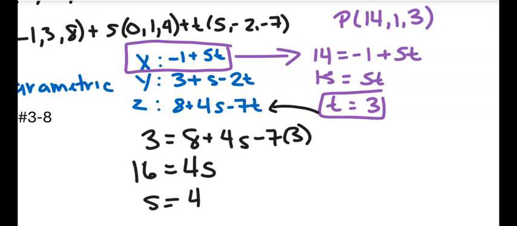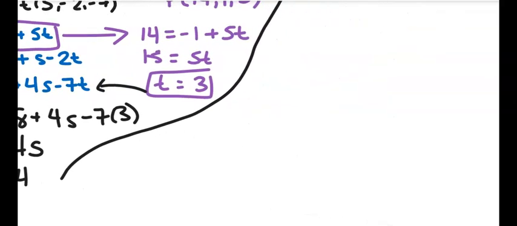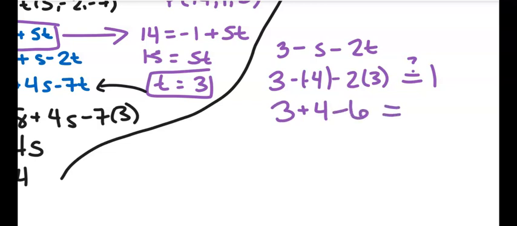Okay, so if t equals 3 and s equals -4, does the y give me the output of 1? That's my last check here. That's what I need to know next. So the equation for y is 3 minus s minus 2t. Does that equal -4? Does that equal 1? Well, 3 plus 4 minus 6. Yeah, that does equal 1. So that is proof. That's good.